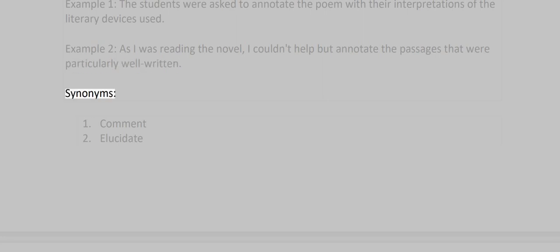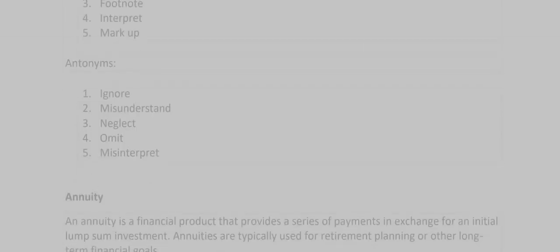Synonyms. 1. Comment. 2. Elucidate. 3. Footnote. 4. Interpret. 5. Mark up. Antonyms. 1. Ignore. 2. Misunderstand. 3. Neglect. 4. Omit. 5. Misinterpret.